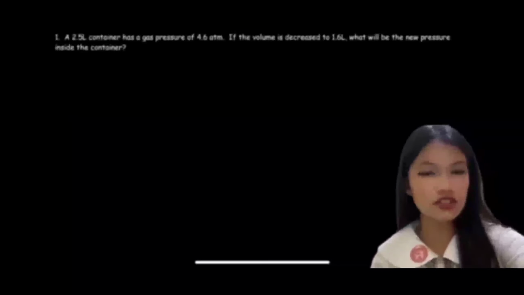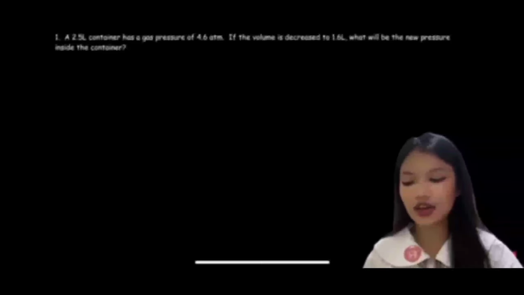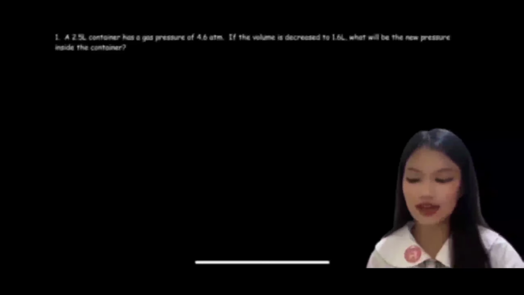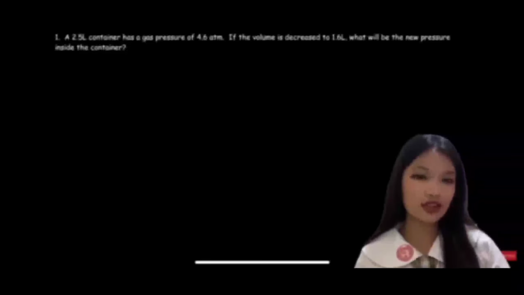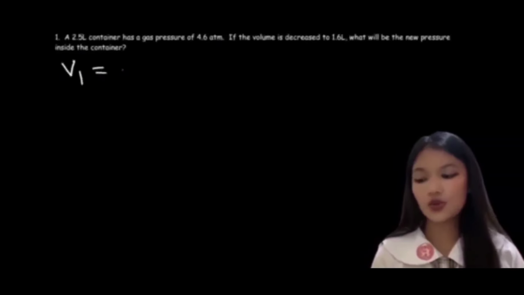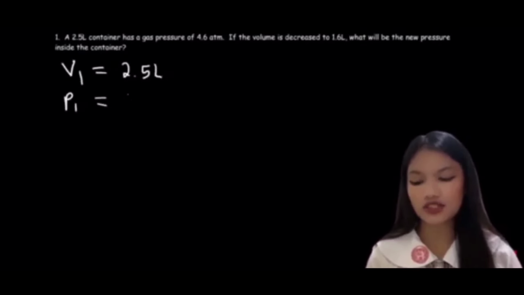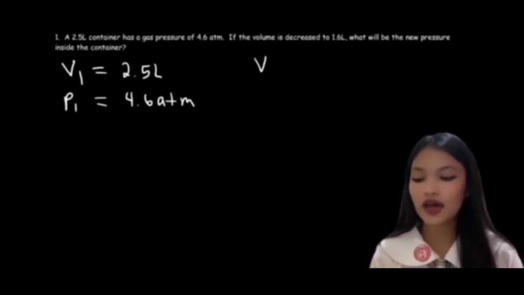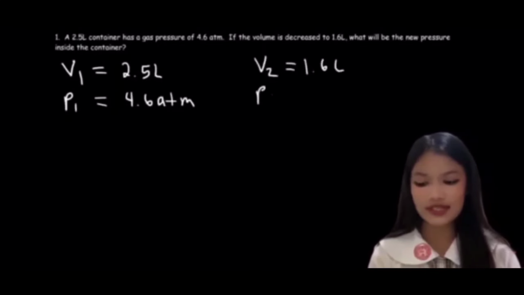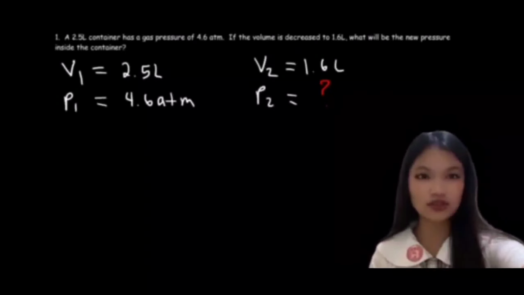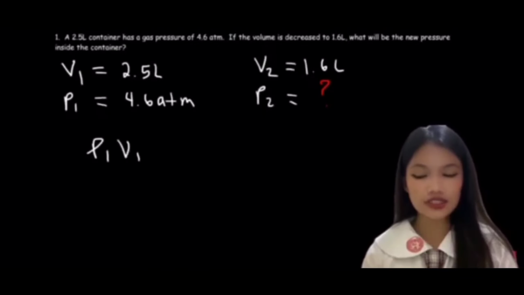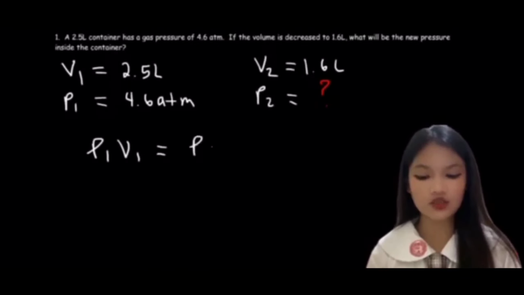Now let's try solving some problems. Number 1. A 2.5-liter container has a gas pressure of 4.6 atm. If the volume is decreased to 1.6 liters, what will be the new pressure inside the container? Now let's make a list of the given units. V1 is 2.5 liters and the pressure that corresponds to that volume is 4.6 atm. Now the volume is decreased to 1.6 liters, so that's the new volume, and we're looking for the new pressure, which is P2. Of course, the equation that we're going to use in this problem is P1 V1 is equal to P2 V2.